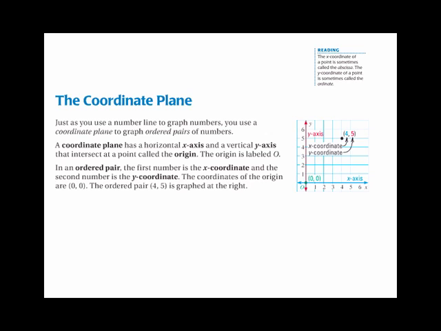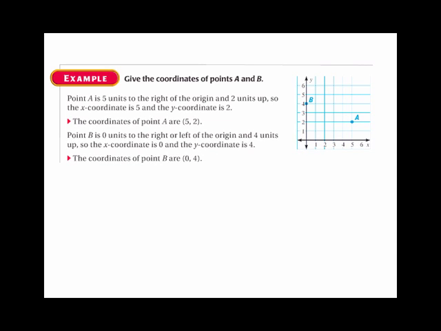In an ordered pair, the first number is the x-coordinate. The second number is the y-coordinate. The coordinates of the origin, like I said, are (0, 0). The ordered pair (5, 2) is shown here graphed at the right. In this example, point A is 5 units to the right of the origin and 2 units up. So the x-coordinate is 5, the y-coordinate is 2. The coordinates of the point A are written as (5, 2). Don't forget to put parentheses around your ordered pair.